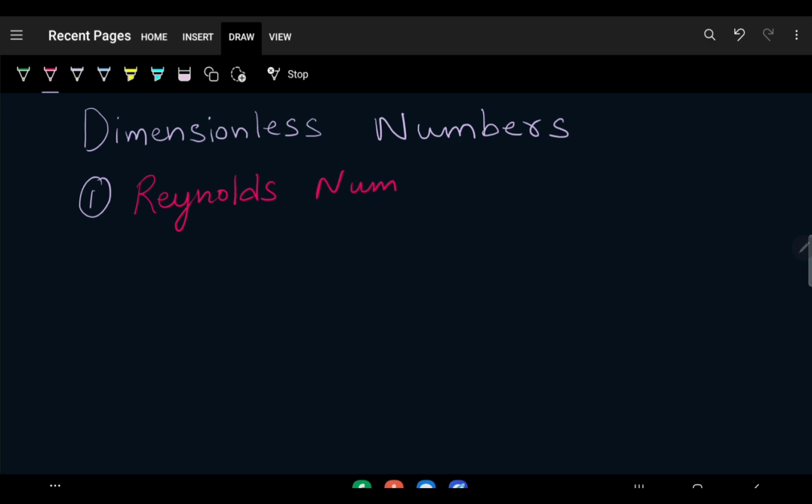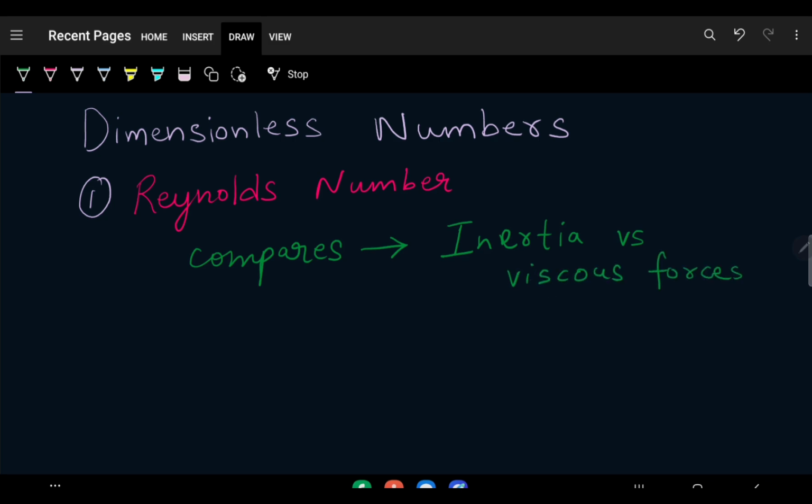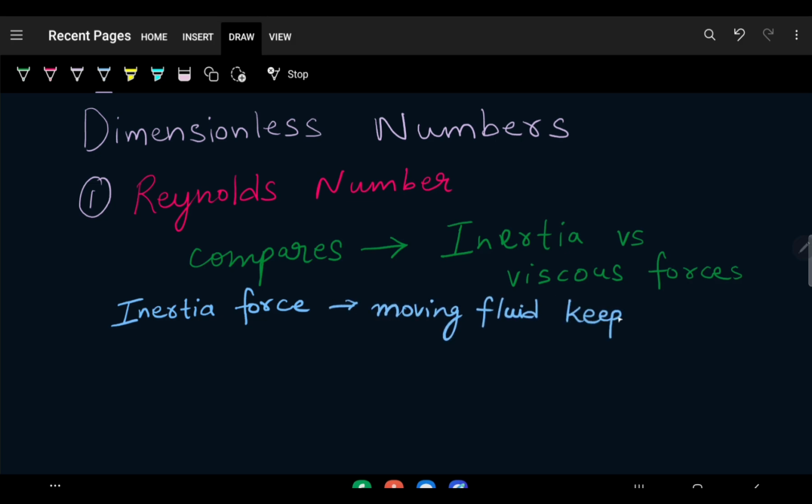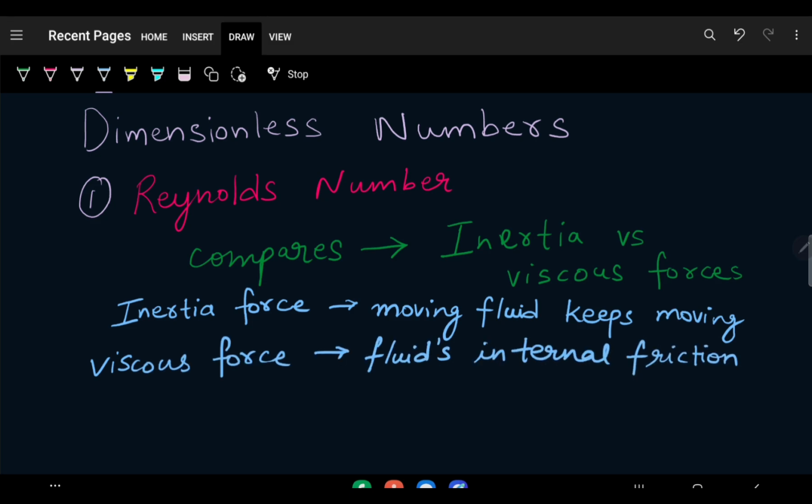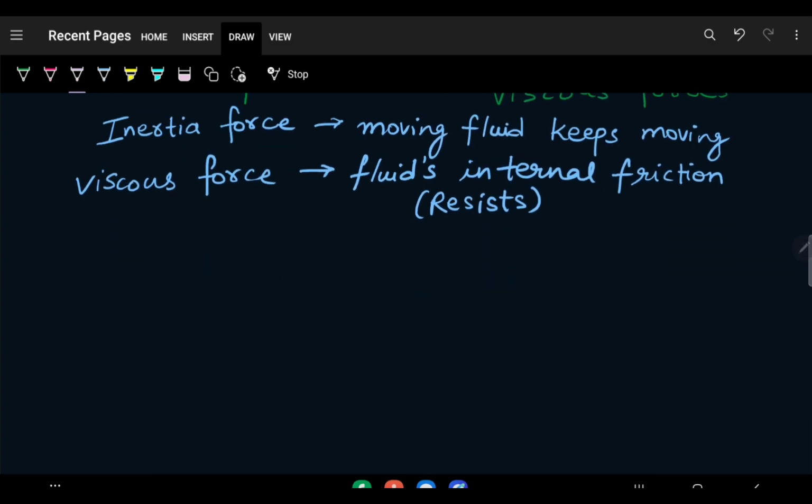In this video, let us understand 5 dimensionless numbers. First one would be Reynolds number. It compares inertia force and viscous force. So inertia force is nothing but the tendency of a moving fluid to keep moving. And coming on to viscous force, it is the fluid's internal friction that resists motion. It is like resistance. And it is used for predicting whether the flow is going to be laminar or turbulent.